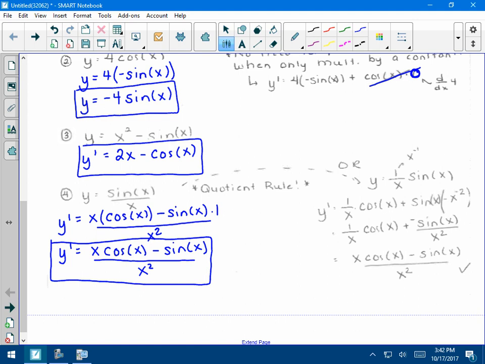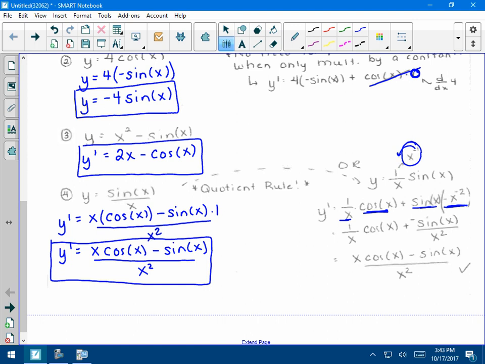Now I think the quotient rule is probably the fastest way here, but there is another way to think about it. I could think about it as 1 over x times sine of x. That's the same as sine of x over x. And remember, 1 over x we'd rewrite as x to the negative first. So I could do a product rule with it. I could say the first times the derivative of the second, derivative of sine is cosine, plus the second times the derivative of the first, negative x to the negative second.